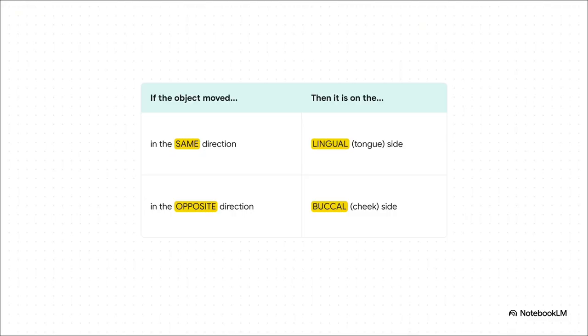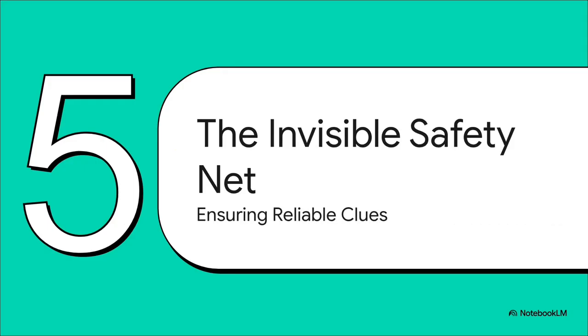Same lingual, opposite buccal, SLOB. Just like that, with two simple images, the puzzle is solved. The detective now knows the object's exact location in 3D. Pretty cool, huh? Now, this technique is incredibly clever.